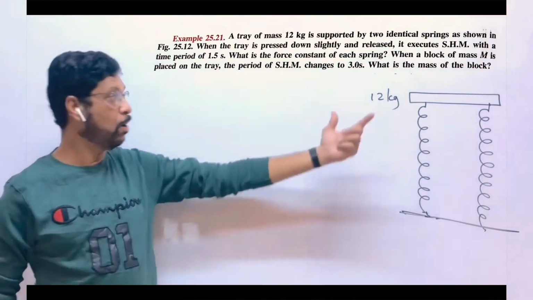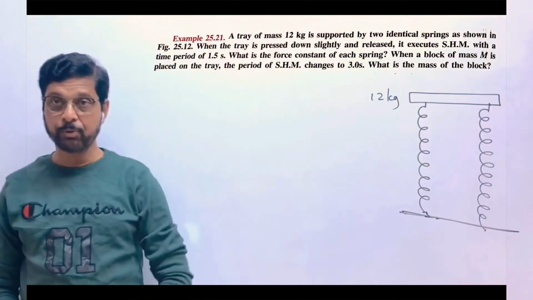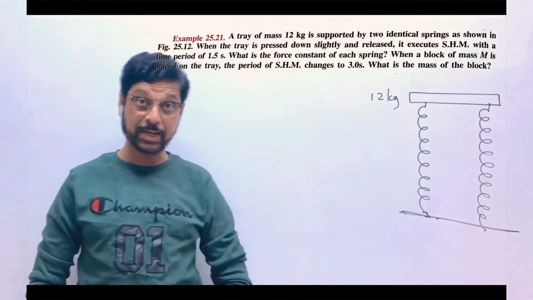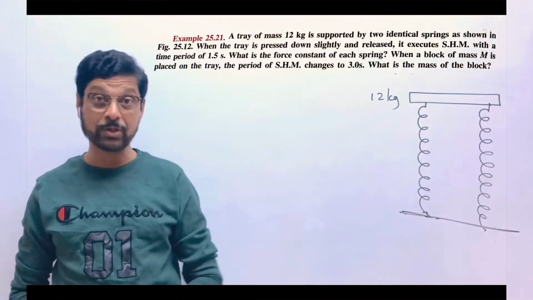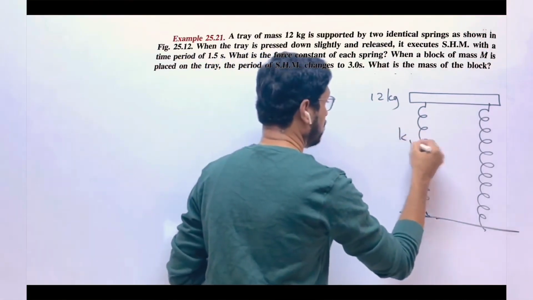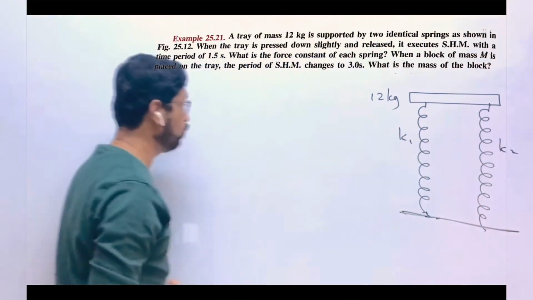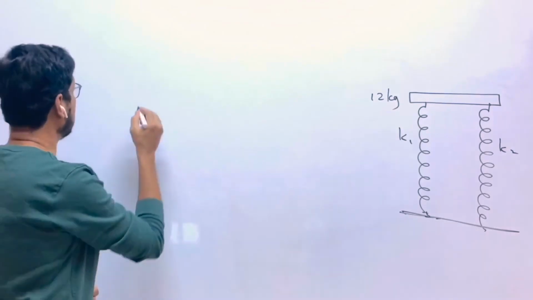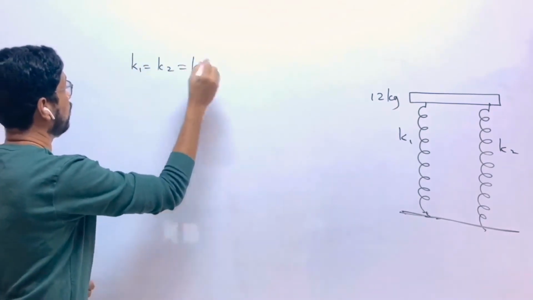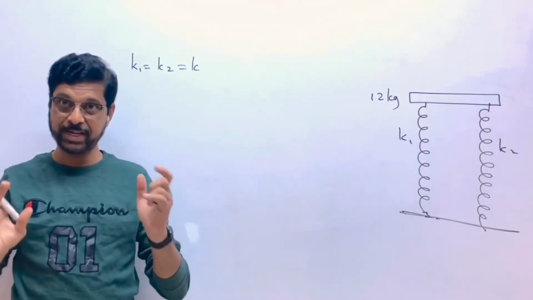So a tray of mass 12 kg is supported by two identical springs. They are identical springs, means their force constants are equal. Suppose this is K1, this is K2. So they are identical springs, means K1 is equal to K2 is equal to K. Right?